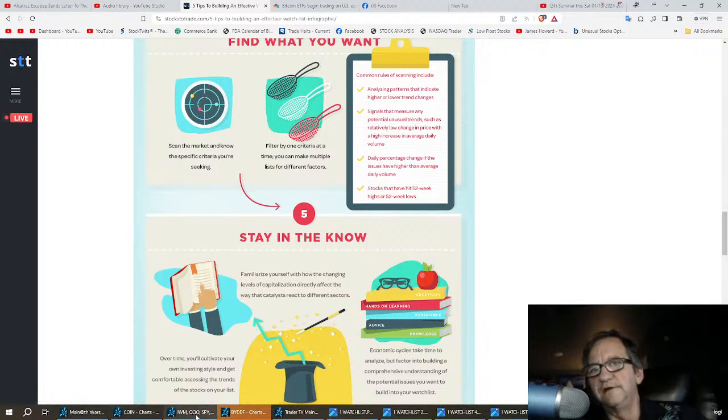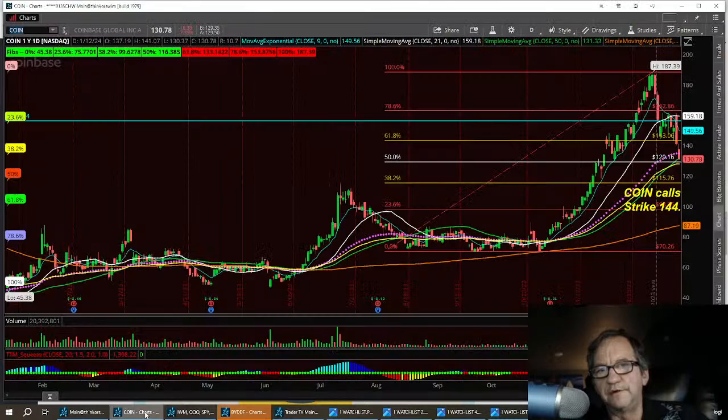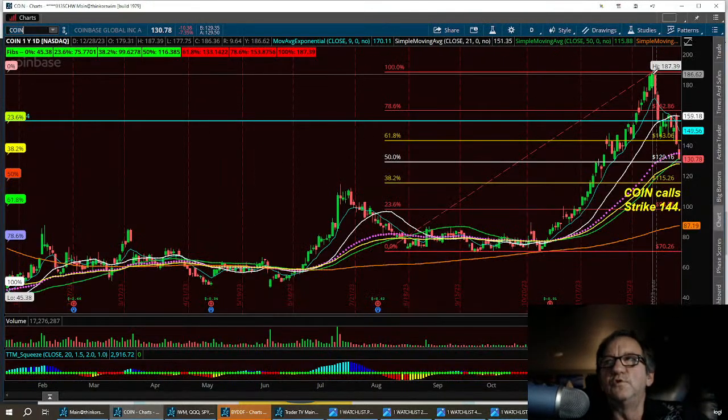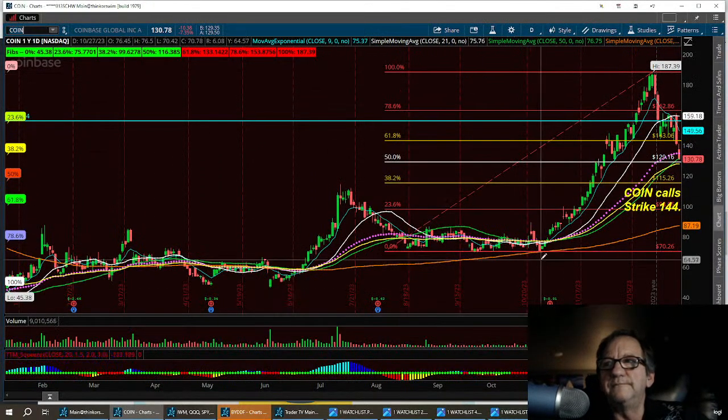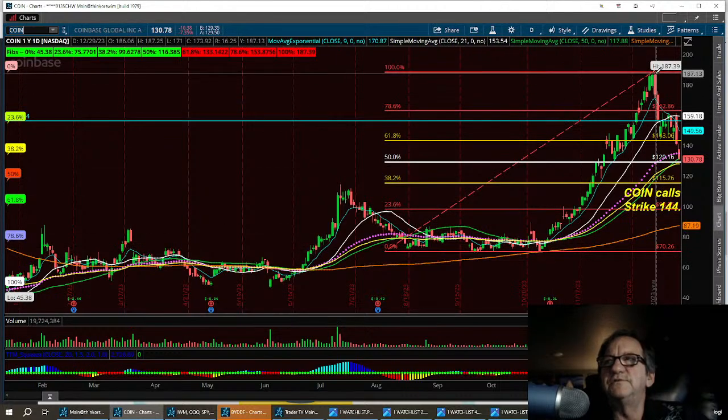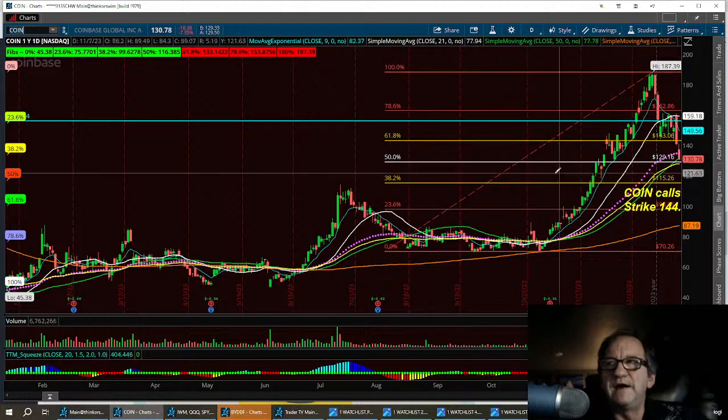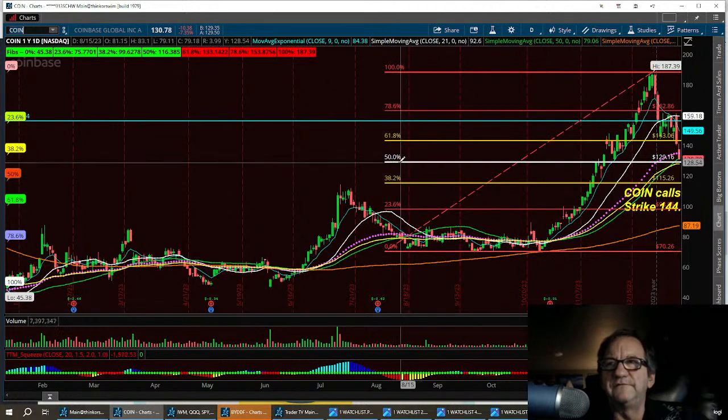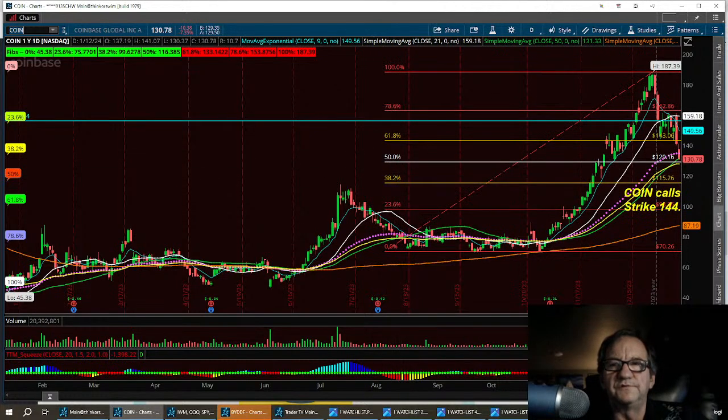Or get into it or short it, like coin. Coin had that news, we run it all the way up from 70 bucks to 180 in 2 months. It was bound to pull back. Pulled right back to that 50%, so I'm going to be watching this real close Tuesday.